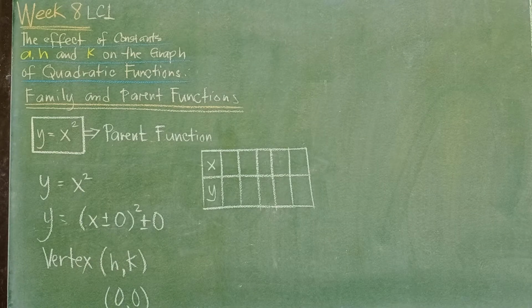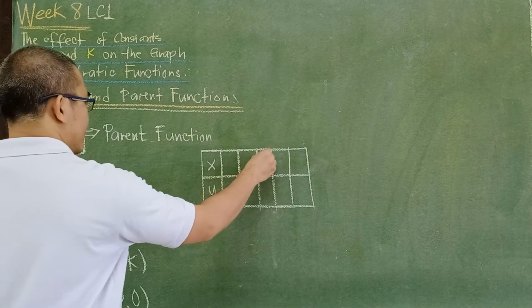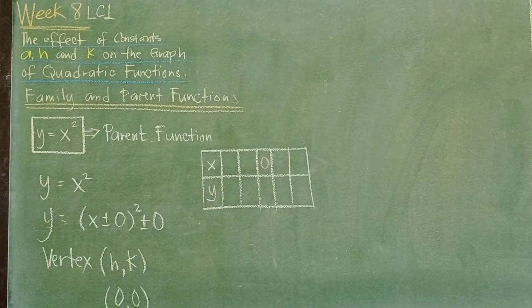So as I suggested before, yung vertex natin ilagay natin doon sa gitna. So yung h natin, which is 0, ilalagay natin sa gitna. Yung k natin, ilalagay natin doon sa gitna natin sa may ilalim, sa may range.